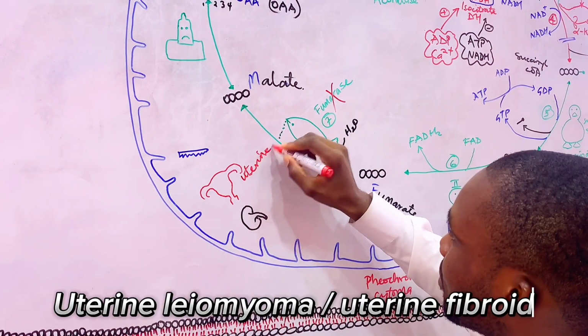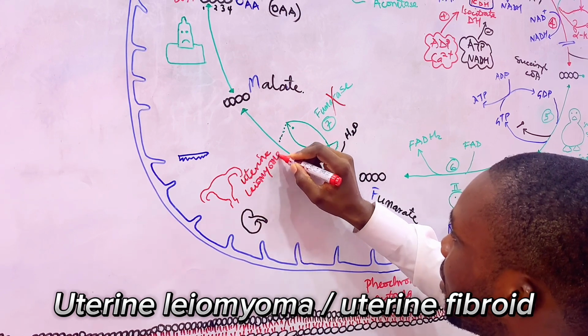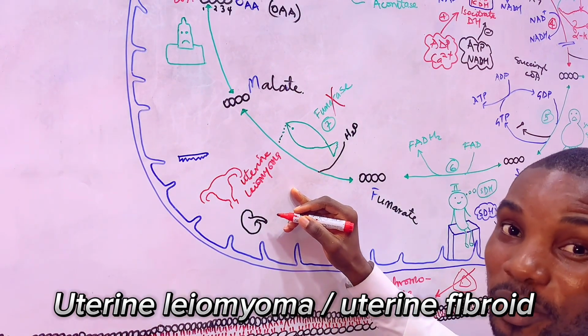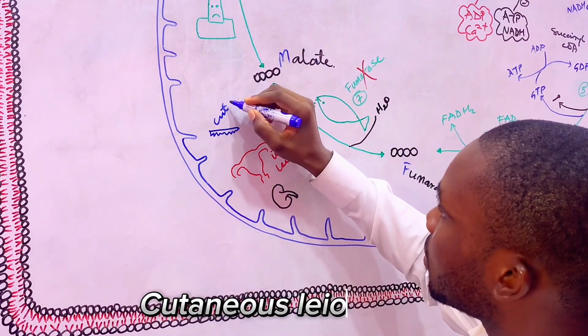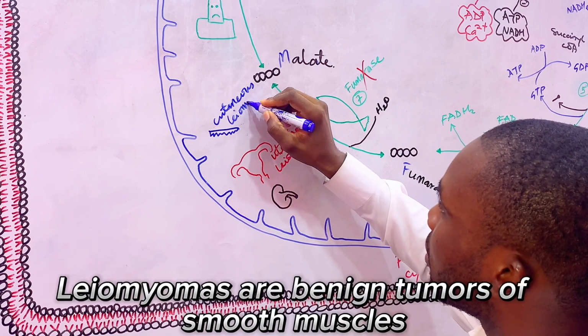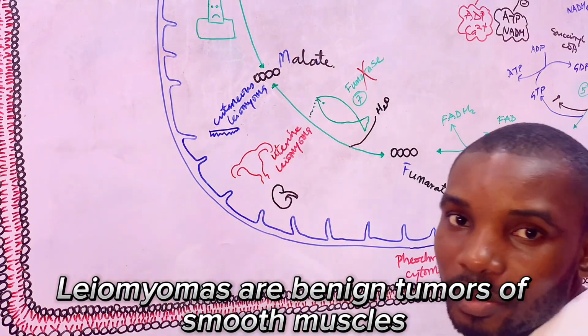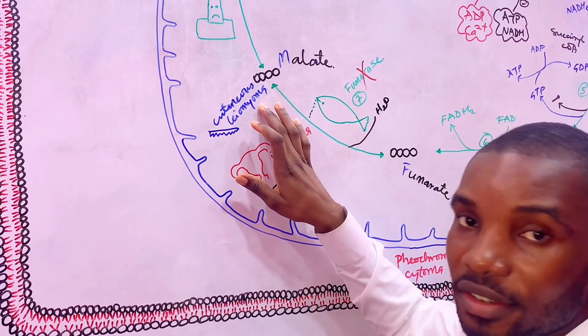When fumarate is accumulated, it has been shown to be involved in some pathological conditions like uterine leiomyoma. Forget the medical jargon, it's called fibroid, okay? Uterine fibroid. All right. Another one is cutaneous leiomyoma. So basically, tumor of arrector pili. That's one of the most important ones clinically, right?